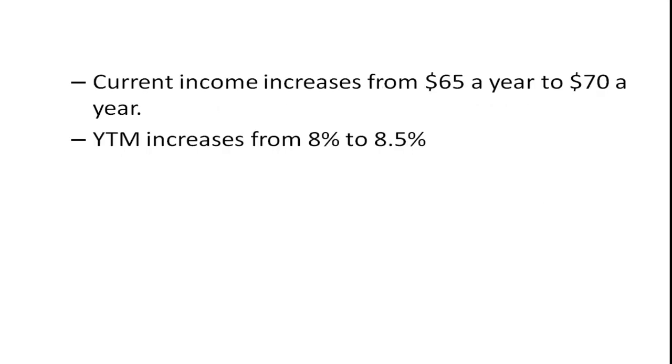So we can see here that your current income increases from $65 a year to $70 a year, and your yield to maturity increases from 8% to 8.5%. So if you see an opportunity in the market to do this, this may be a good strategy to pursue.